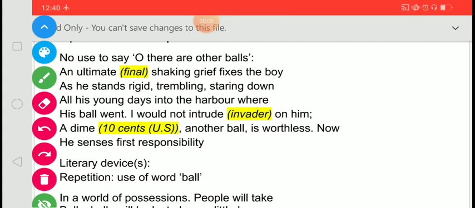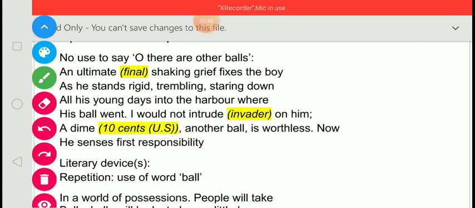So that's why the poet says that I'm not going to help the boy with 10 cents and ask him to buy another ball. It is worthless, it is of no use, because the boy's childhood memories were attached to the ball which he had lost. With the money he could buy the new ball, but he could not buy the memories attached to that ball. Now he senses first responsibility.